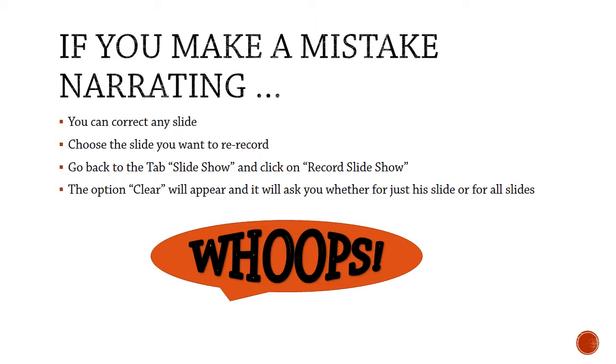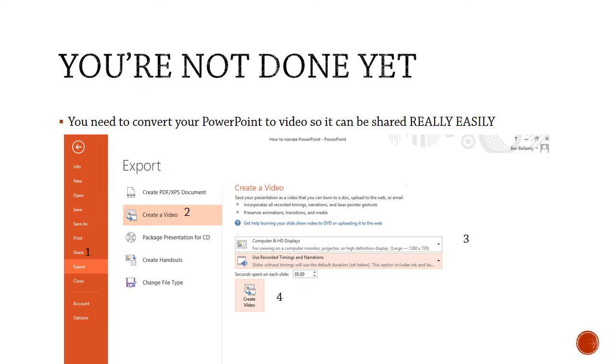So what happens if you make a mistake? Yeah, it's no problem. Once you get out of the program, and then you go back to the slide that you want to re-record, you just select it, and you go back to that record tab, and then you make sure that it's clicked just for the current slide, and you can redo it. It's absolutely no big deal.